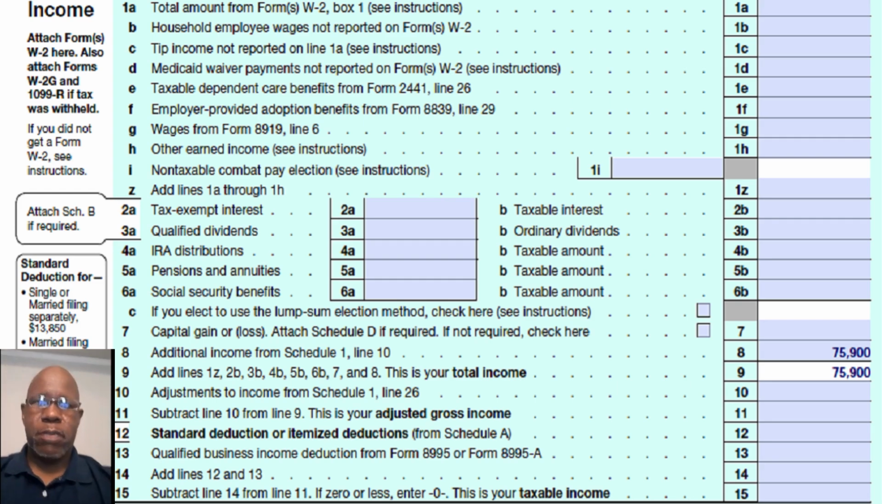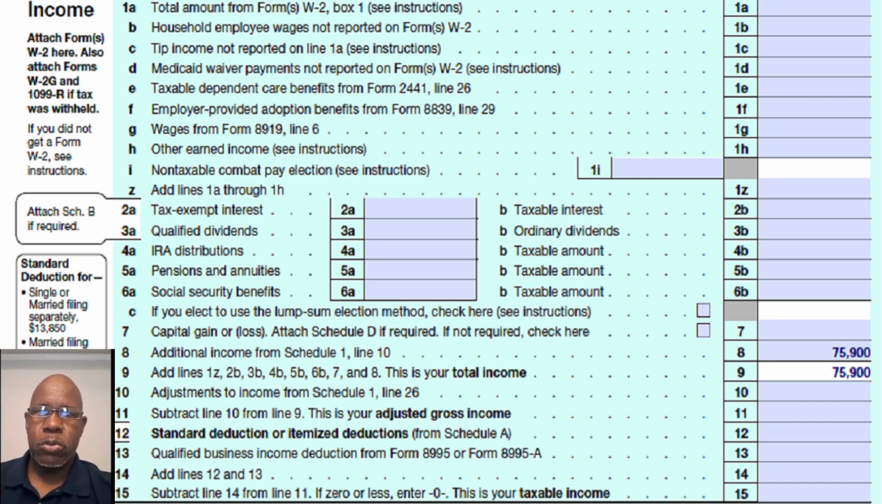Keeping with the same example as we did before for W-2 income, we'll use the same total income of $75,900, but instead of it being W-2 income, this is self-employment income. So instead of it being reported on line 1 of the 1040, page 1, it'll be reported on page 1, line 8. Okay? Total income, line 9, $75,900.